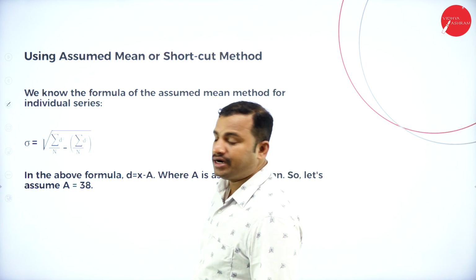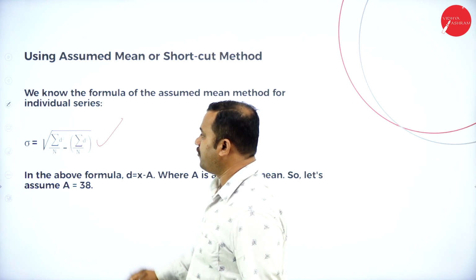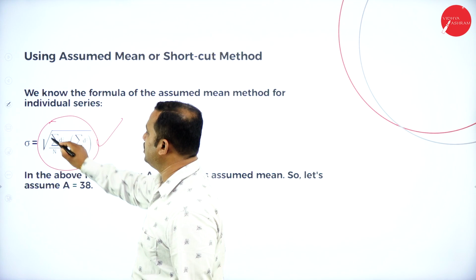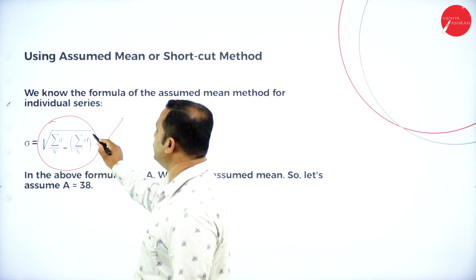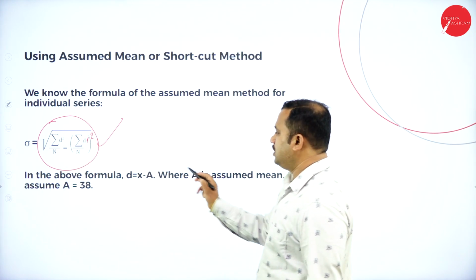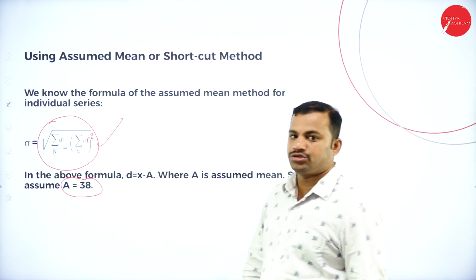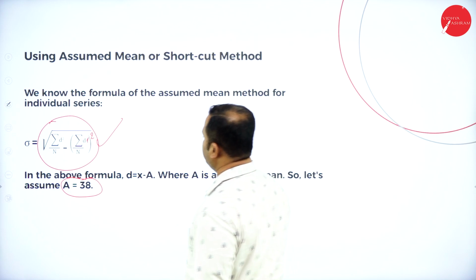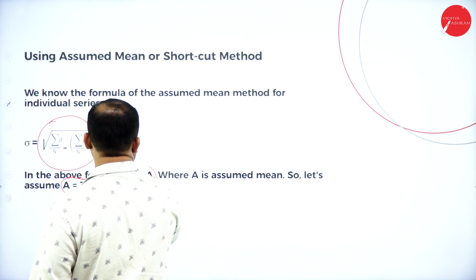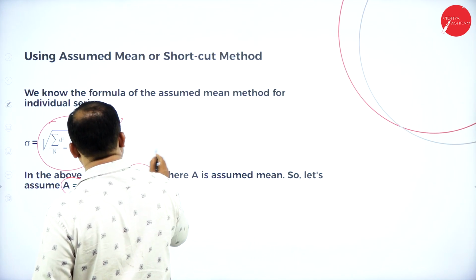By using the shortcut method, what is the formula? The formula for this is square root of summation d square by n minus summation d by n whole square. The assumed mean, what is the assumed mean of this? 38. Let us assume that it is 38. If that is the case, we have x minus a, that means x minus 38.